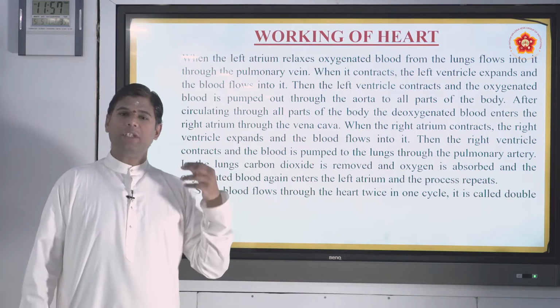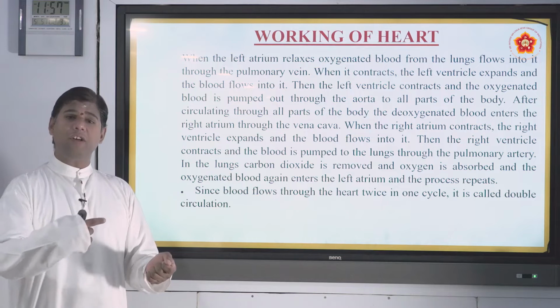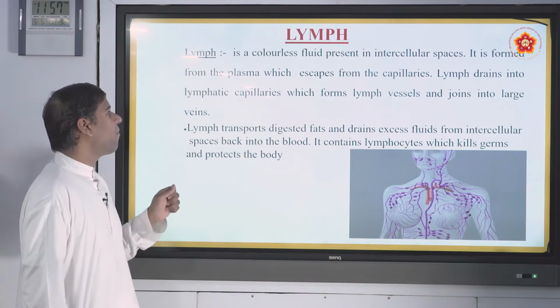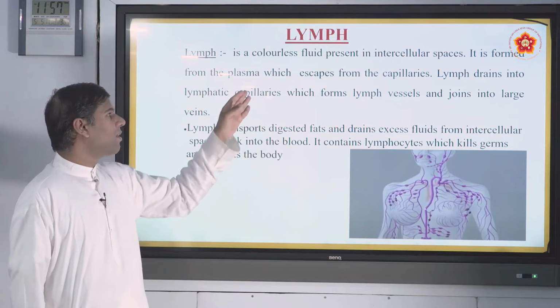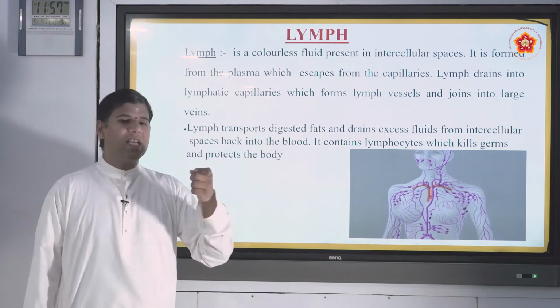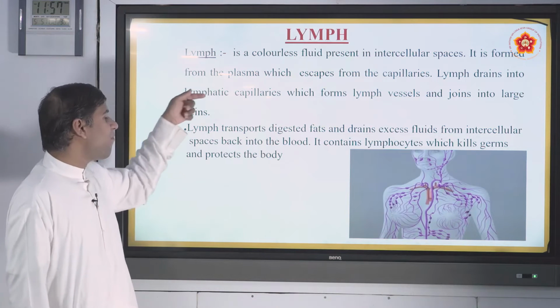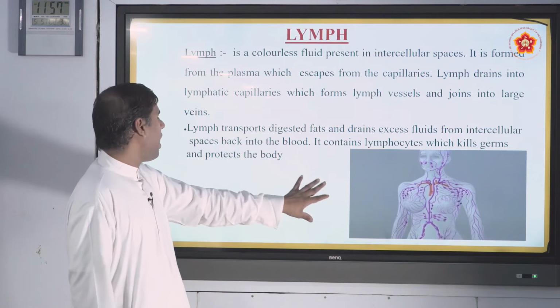The arteries carry the oxygenated blood throughout the body, and the veins carry the deoxygenated blood to the heart. And coming back to the lymph, it's a colorless fluid which is present in interstitial spaces. It forms from the plasma that escapes from the capillary. Lymph drains into the lymphatic capillaries, which form lymph vessels. They join into large veins here.